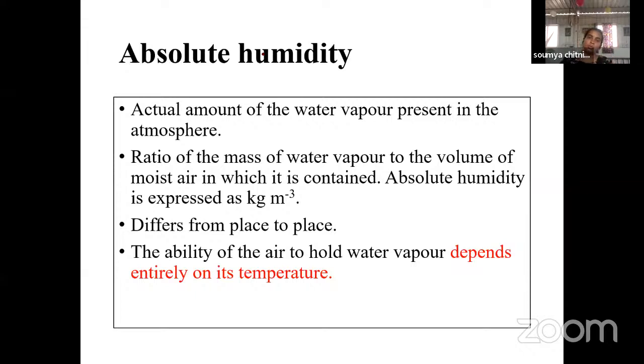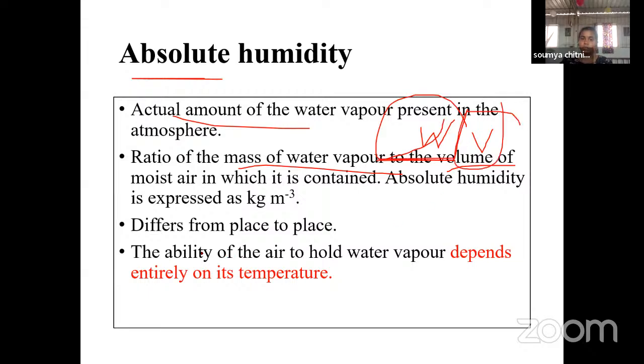There are 3 types of humidities we usually study. One is absolute. Absolute means a particular amount of water vapor, the actual amount we find in the atmosphere. It is the weight of water vapor to the volume of the air, so we are talking about weight by volume. This is expressed in kg per meter cube. This absolute humidity differs from place to place. Since it is called absolute humidity, it does not mean it has to remain the same for all places.